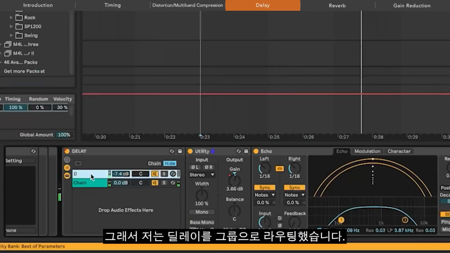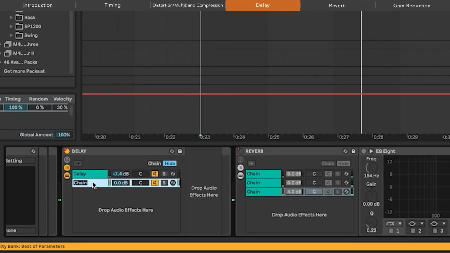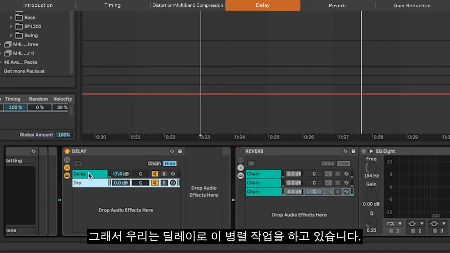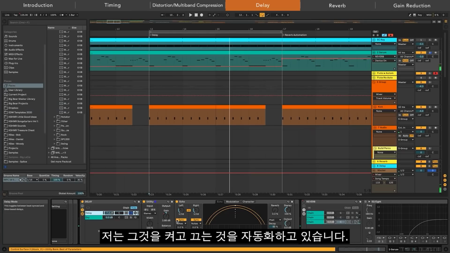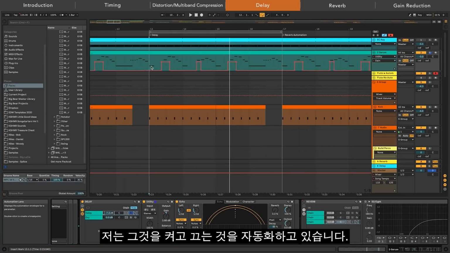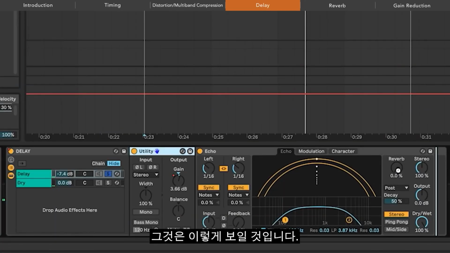So I've routed the delay on a group, and here's a dry signal. So we're doing this parallel thing with the delay. You can see I'm automating it on and off. I'm not doing it afterwards. That would look like this.